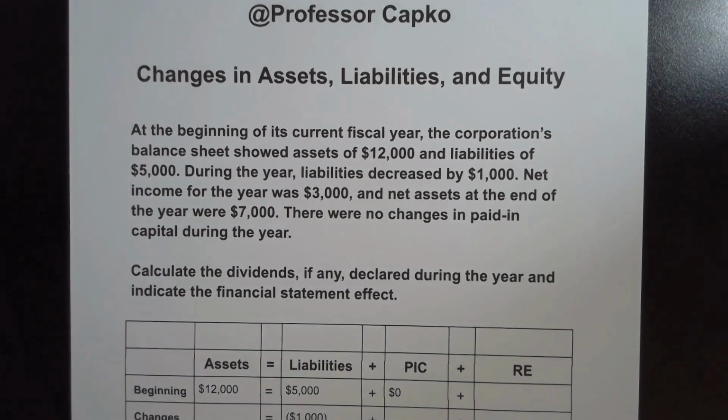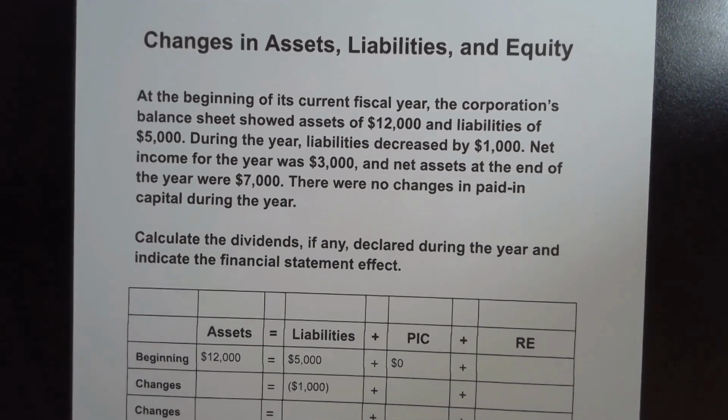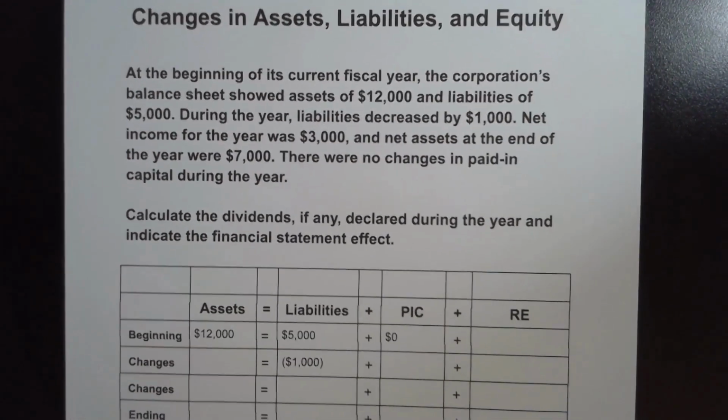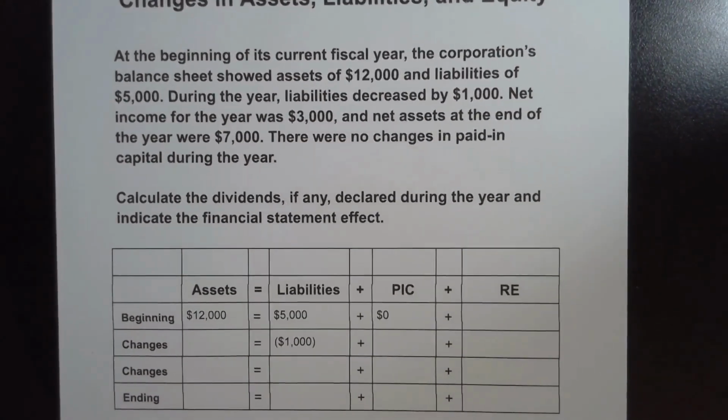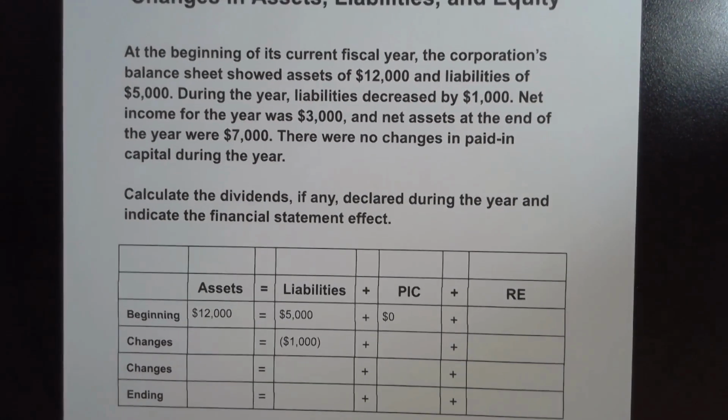In this example, we've got changes in assets, liabilities, and equity. We're given a problem in which we're told some beginning numbers, but not all of them, and we're told some ending numbers, but not all of them, and we have to fill in everything in between. I'm going to show you how to do that. So let's take a look at this.